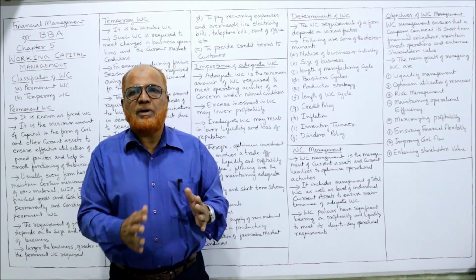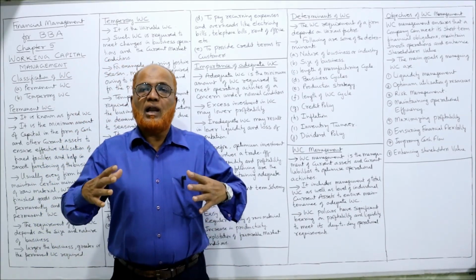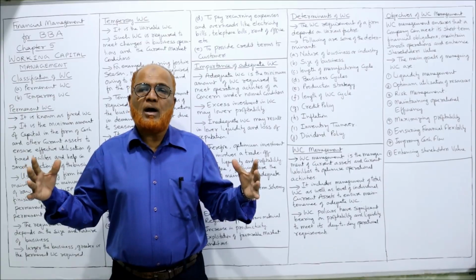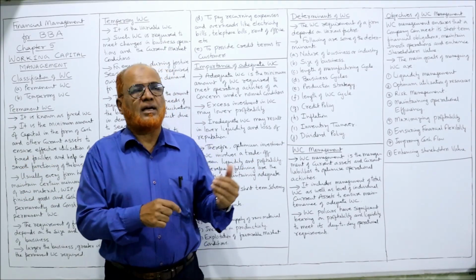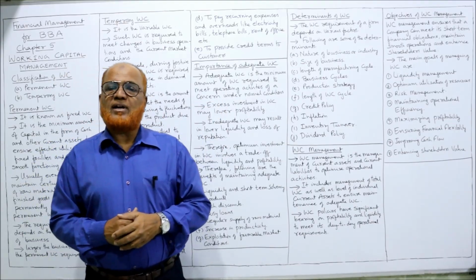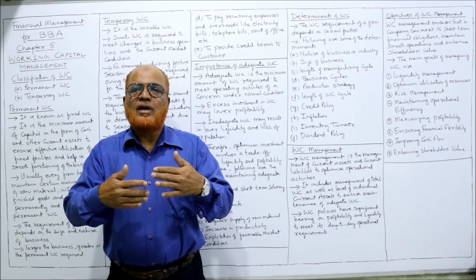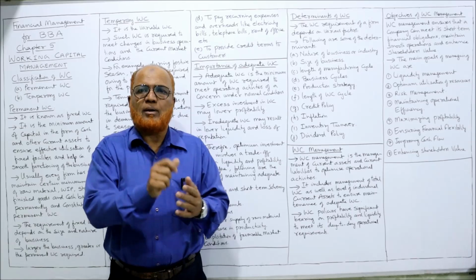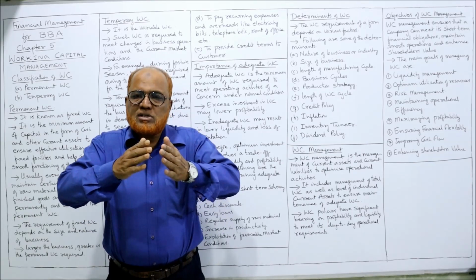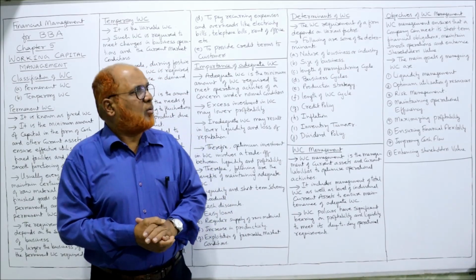The working capital also depends on the size of the business. Normally, larger businesses require more working capital. Small businesses will have less working capital. So it depends on the size. Next one is length of manufacturing cycle. That means what is the duration of manufacturing? If the manufacturing process is very short, less working capital. If the manufacturing process takes a long time, more working capital is required.